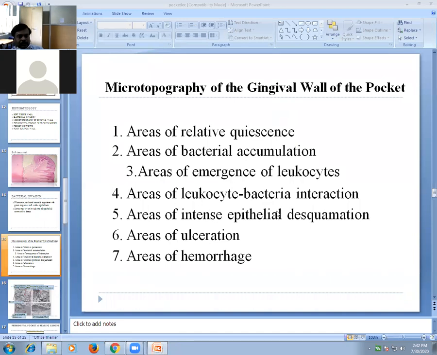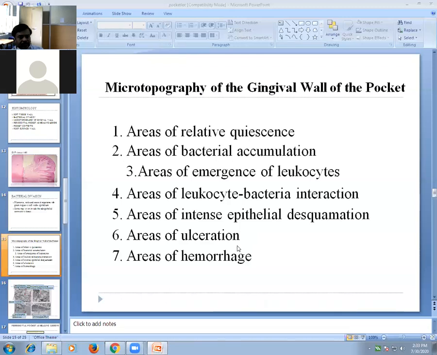After that, because of the host microbial interaction, there will be intense epithelial desquamation in that area. Because of this desquamation, the epithelium starts getting ulcerated. Once it is ulcerated, you will see the area of hemorrhage near the ulceration, because the blood vessels of the connective tissue are near the surface epithelium. These are the different zones which we usually find on the gingival wall of the pocket.